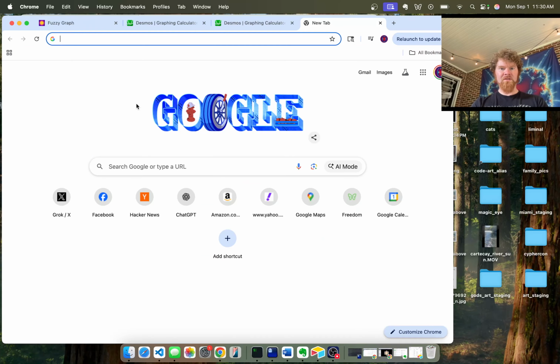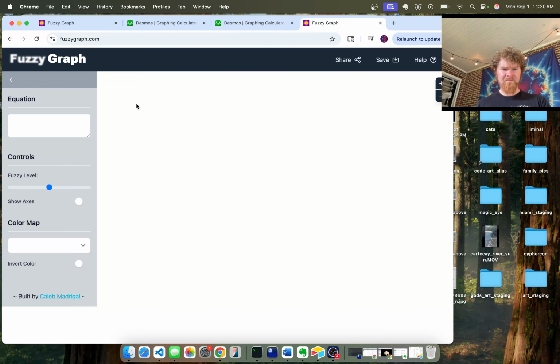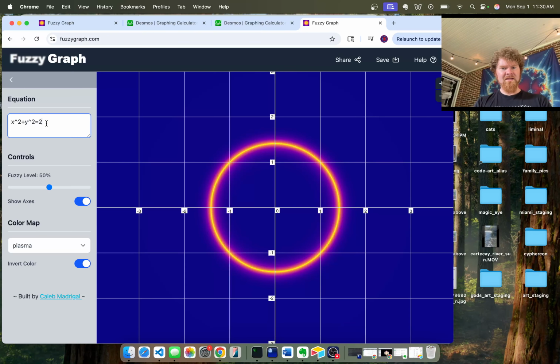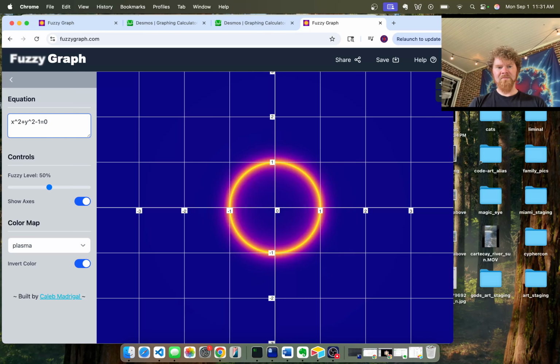We'll start by going to FuzzyGraph.com to have a nice new template. This is basically the circle equation that FuzzyGraph loads by default. The first step is to rearrange this equation by moving the 2 to the other side, minus 2 equals 0. You can see the equation didn't change. And let's make it a radius 1 circle initially.